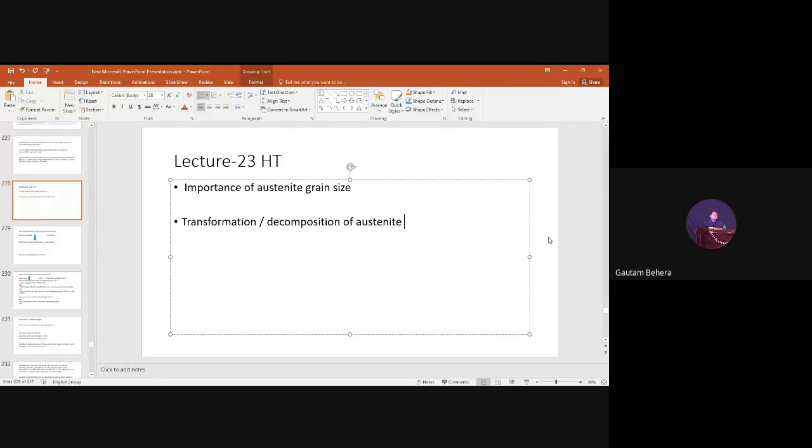So today's topic is just the opposite, that is the importance of austenite grain size and transformation. In this topic, we'll discuss the decomposition of austenite. In the earlier class, we discussed austenite formation, but here we'll discuss austenite decomposition, how it is decomposed, and what the different products are. Before that, we'll discuss the importance of austenite grain size.